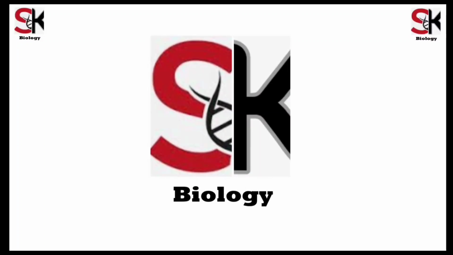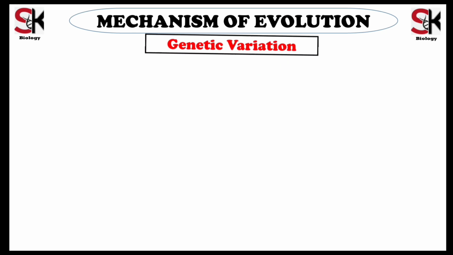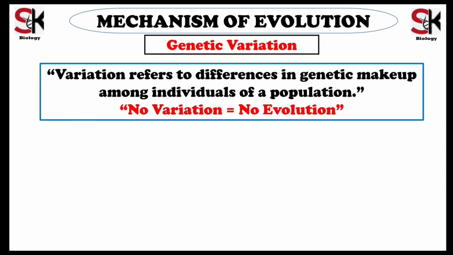In this video, I am going to discuss the mechanism of evolution, focusing on genetic variation, which is the basic requirement for evolution. Let us start. Variation refers to the differences in genetic makeup among individuals of a population. It is very important because without variation, evolution cannot occur. That is, no variation, then no evolution.